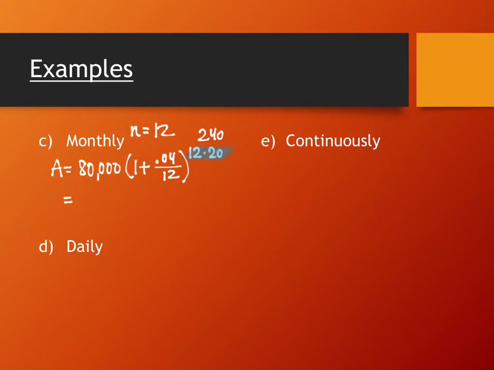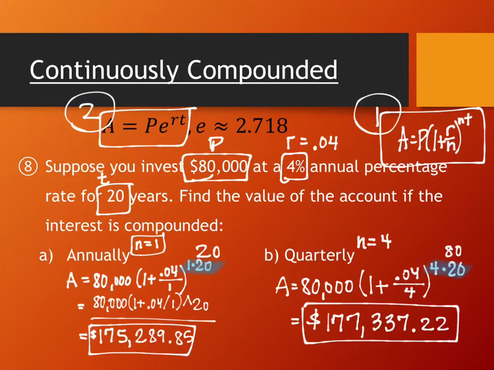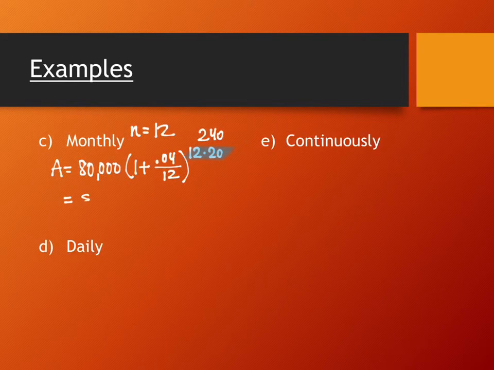Now notice, the more we compound, the numbers are going up. So we went from 175,000 to 177,000, right? So our expectation is that we should have something bigger than 177,337.22. So what do we get for the third one, monthly compounding? Okay, that's what I have too. Very good. It's bigger than the number before. It didn't jump up quite as much as it did the last time, but it is bigger than it was before.